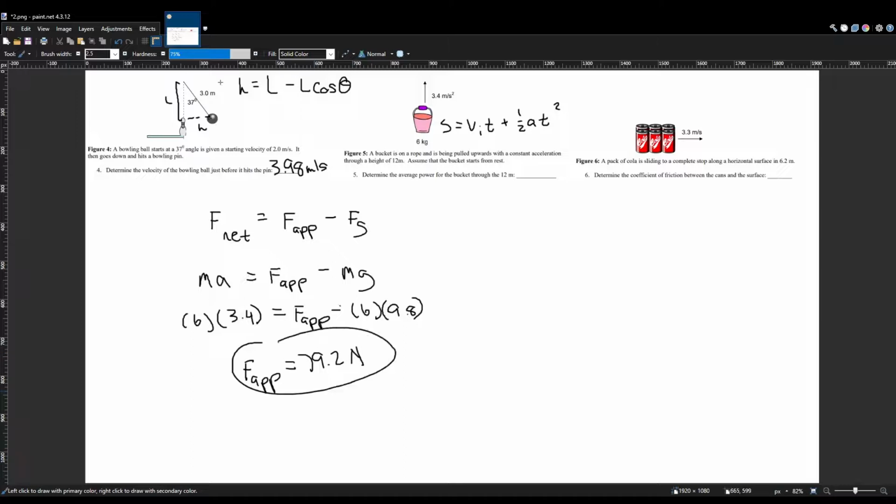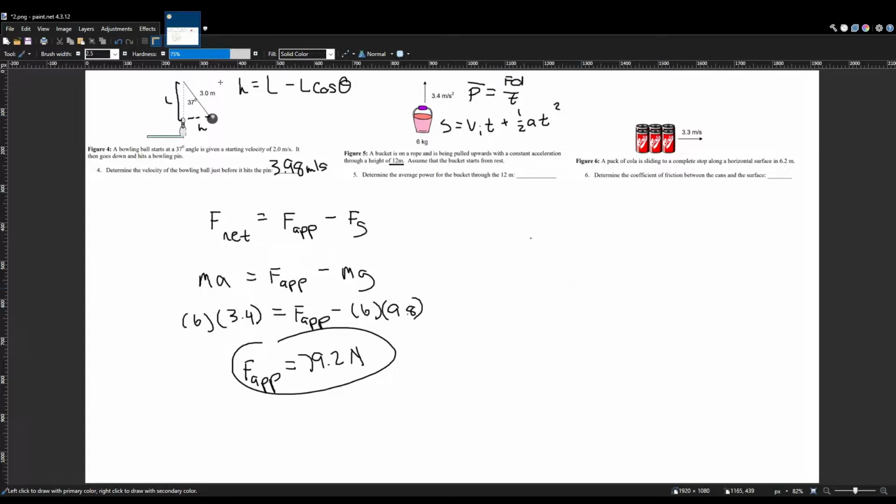And in this question we're looking for average power. So average power is going to be equal to force times distance over time. So this is really what we're looking for. Now that we have our force applied here, we know the distance is 12 meters, so that's covered. The only thing we're missing here is time. So that's what this equation is for, multi-step question.